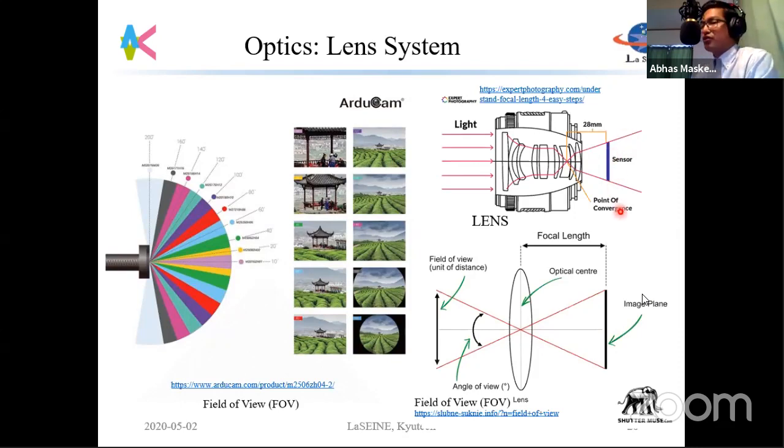What I want you to remember here is two things. One is the focal length, and another is the field of view. What we'll be dealing with most is the focal length. If you reduce the focal length, you can see that the field of view increases. So there is some kind of relation between focal length and field of view. I want you to remember that.